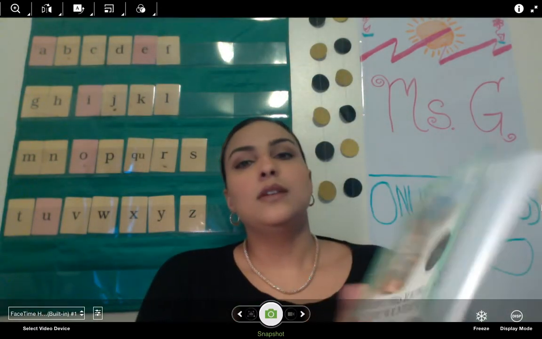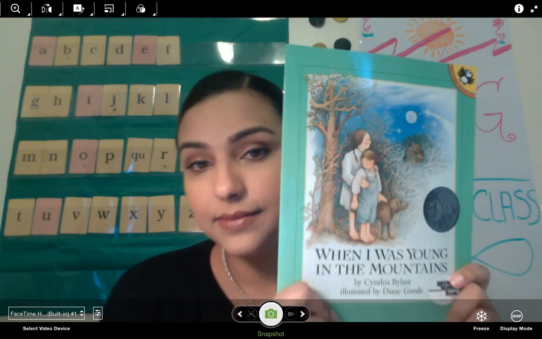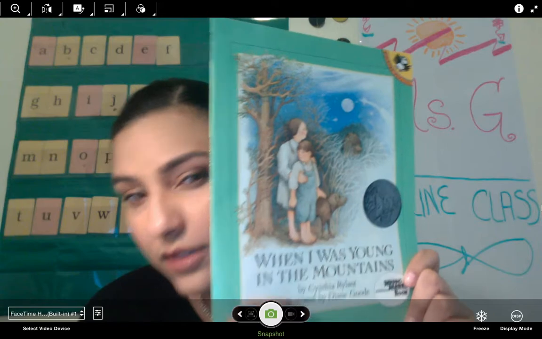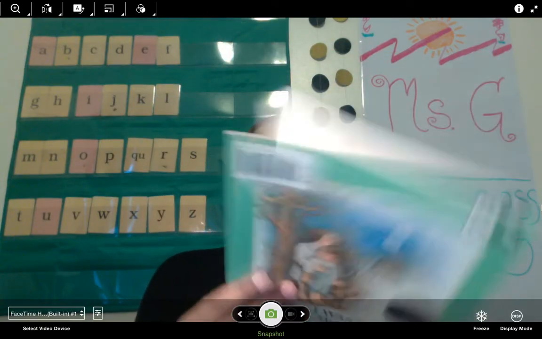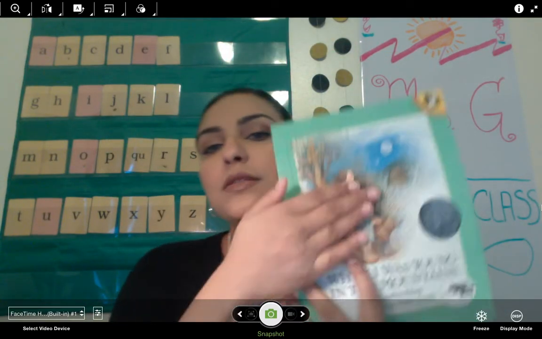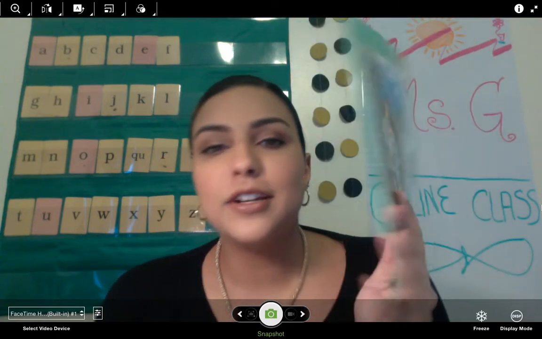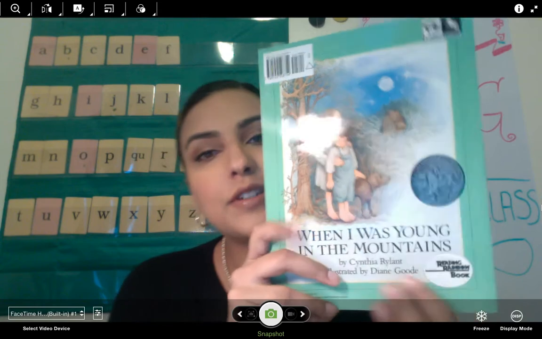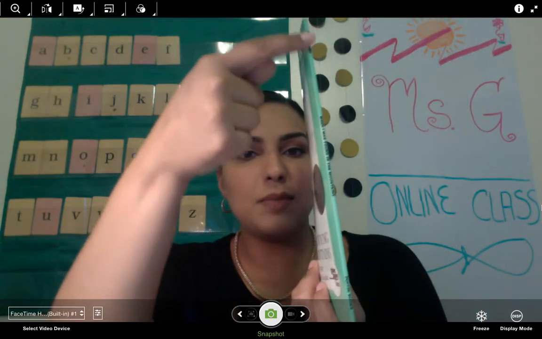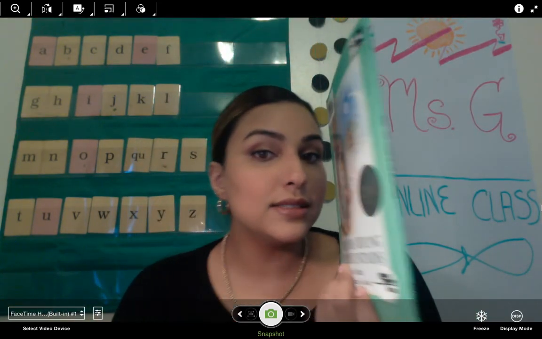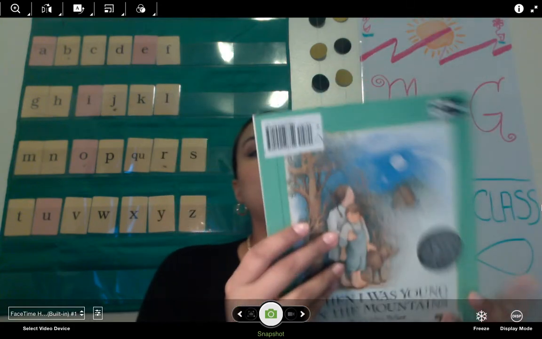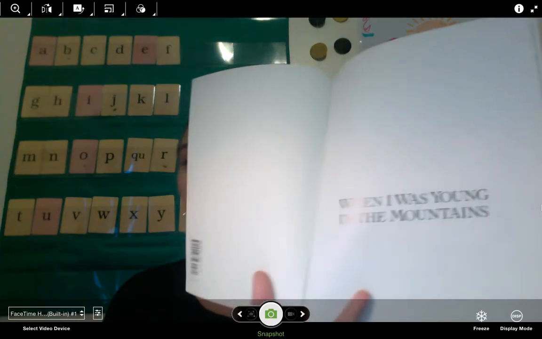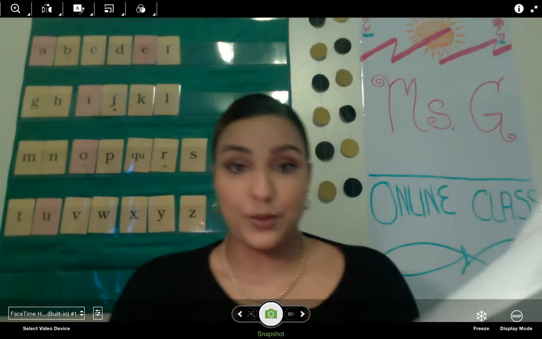Okay? So, Miss G is going to go through the book again. Make sure you're listening to the words and trying your best to look at the illustrations, okay? And what's this called? Front cover. What's that called? Back cover. What's this nice little part called? Spine. Good. And what's this part of the story called? The title page. Good.